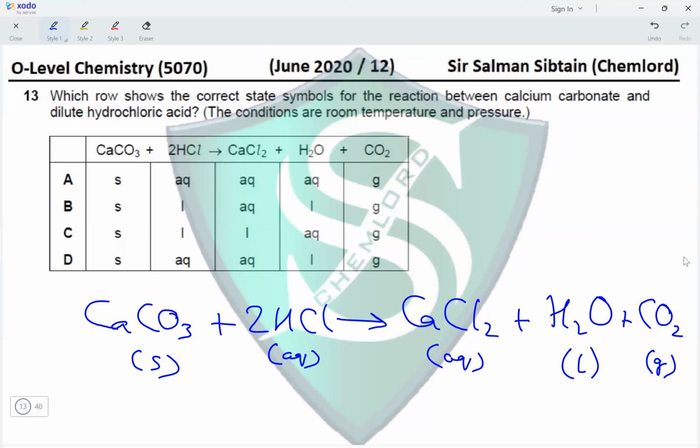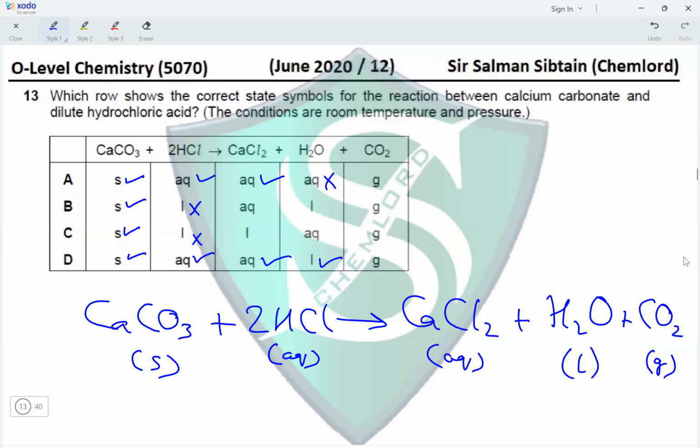So let's see which one is correct. All 4 options are giving calcium carbonate as a solid. For HCl, we've got 2 options giving us aqueous and 2 giving us liquid. So options B and C are eliminated. We are left with A and D. Next, calcium chloride as aqueous. Both options have this as aqueous. Next, water is aqueous in A and liquid in D.